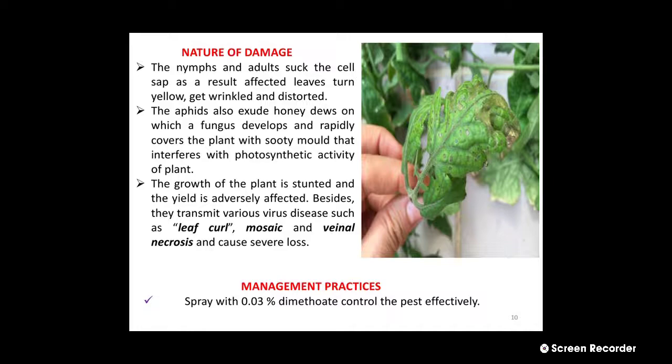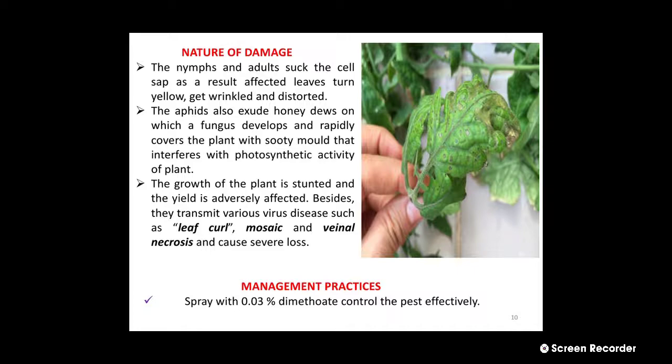Then nature of damage. As we know, the damaging stages are the nymphs and adults. The nymphs and adults suck the cell sap from the leaves as well as shoots. As a result of sucking the cell sap, affected leaves turn yellow and get wrinkled and distorted. Besides that, the aphids also exude honeydew on which a fungus develops.